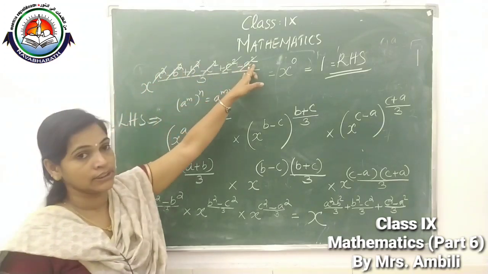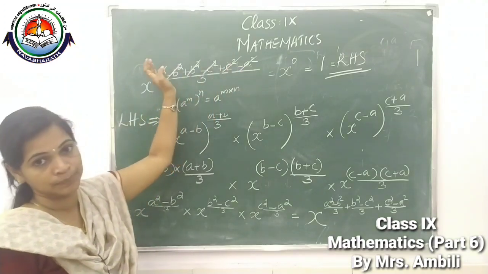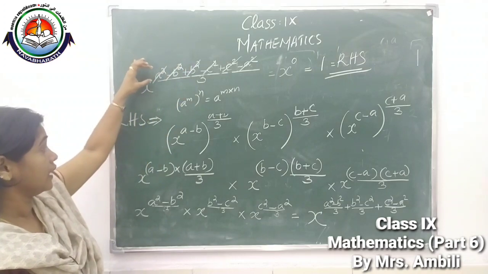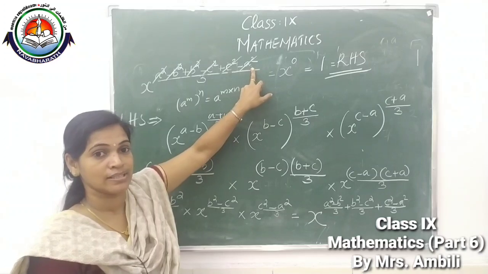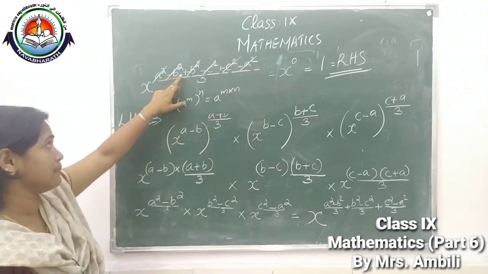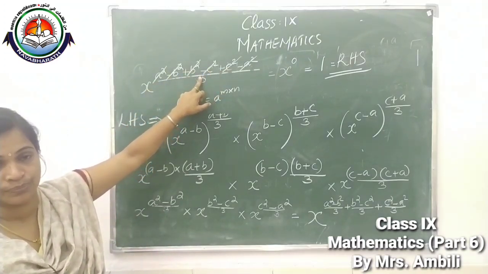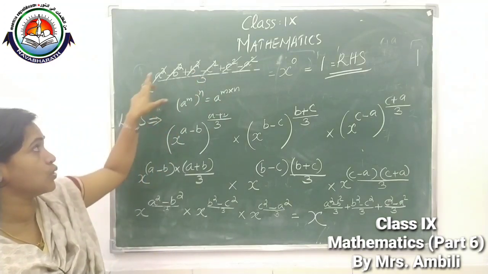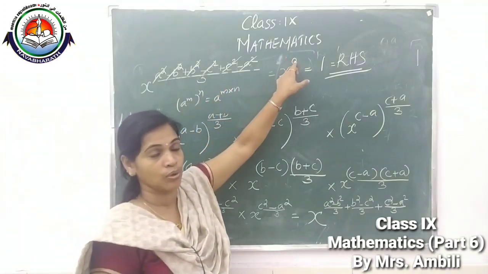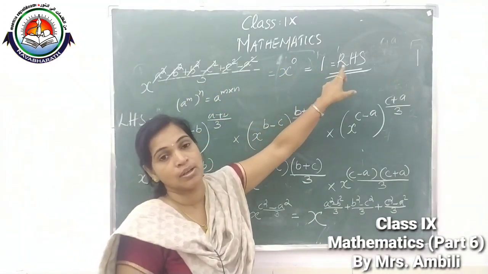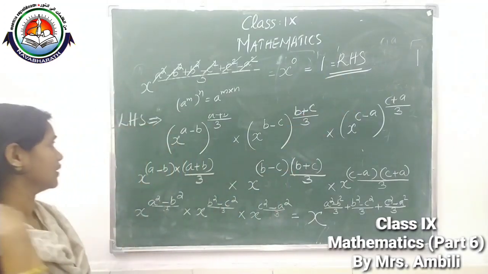Then here you look. We are searching if any like terms are there. So we got the like terms. A square, 2 terms are there. But here it is plus a square minus a square. What is plus a square minus a square? 0. Plus b square minus b square? 0. Plus c square minus c square again? 0. Clear? So what we got? X raised to 0 by 3. 0 by 3 means 0. So x raised to 0, that is equal to 1. That is our RHS. Now we proved. Clear? Okay.